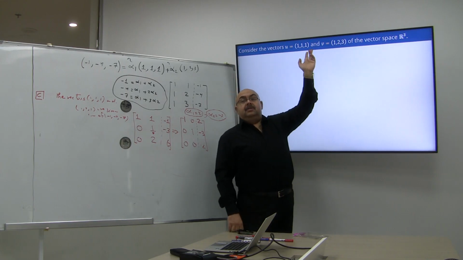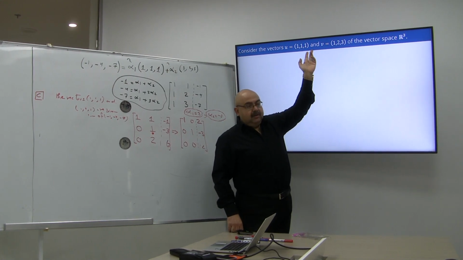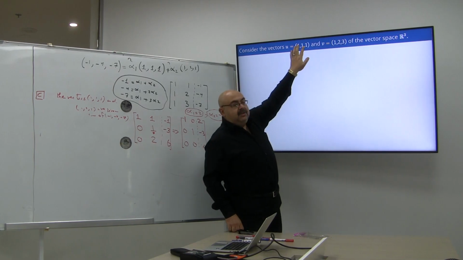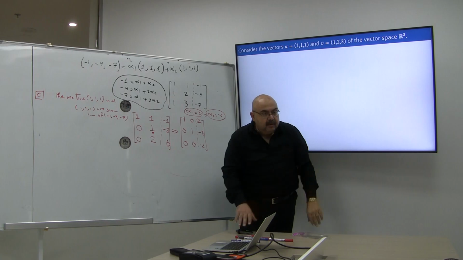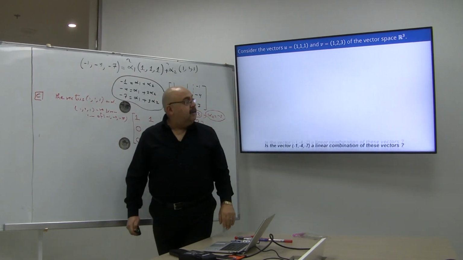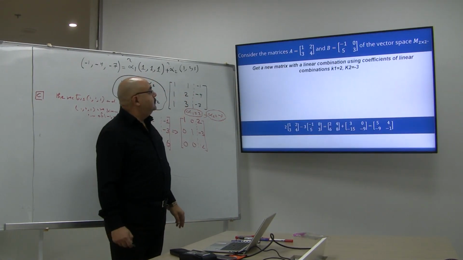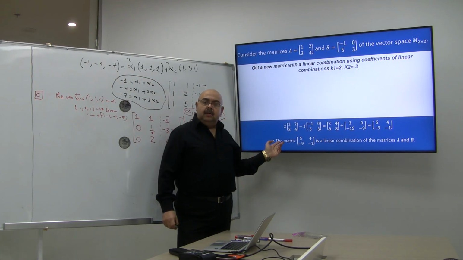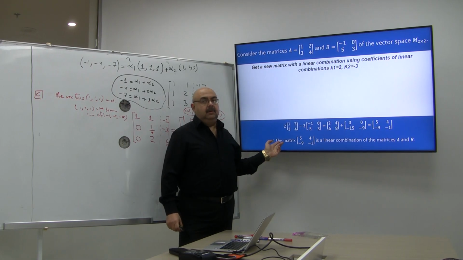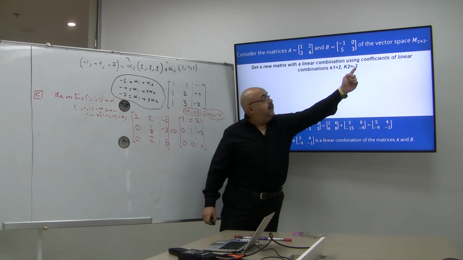For these two vectors, can you get a new vector with the coefficients 7 and 5? This is very, very simple. I will multiply the first vector by 7, multiply the second vector by 5, and add them together. Done. The minus in the middle is there because the problem gives you 2 and negative 3.